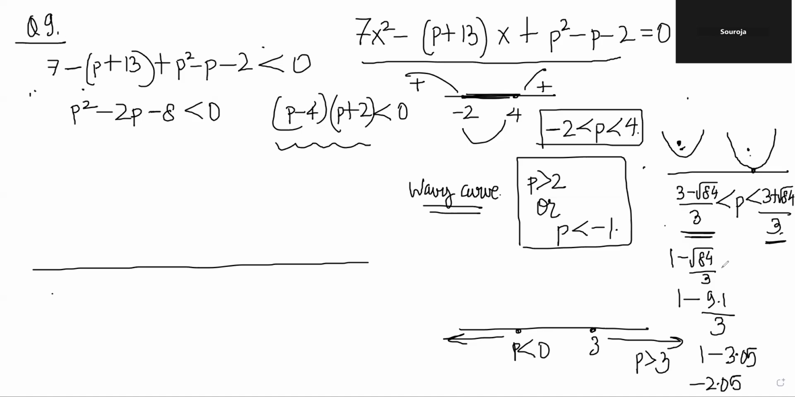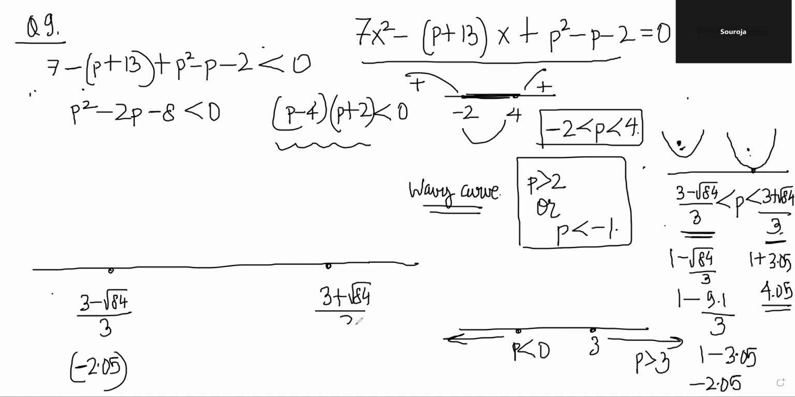I am doing a very tentative calculation. I just need the region where it is. I don't have to be precise about it. Similarly, here 1 plus, this time you have to add this 3.05, so it will be around 4.05, right? So 1 point we'll put as 1 minus root 84 by 3, and that is close to minus 2.05. And the other point is here, which is 1 plus root 84 by 3, which is close to 4.05, right?